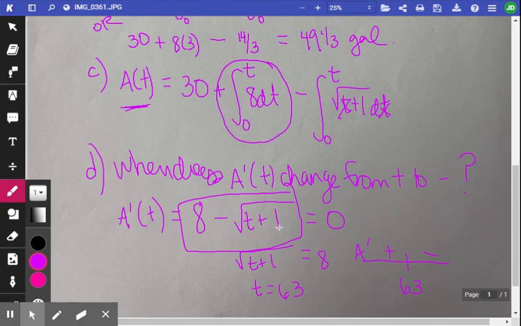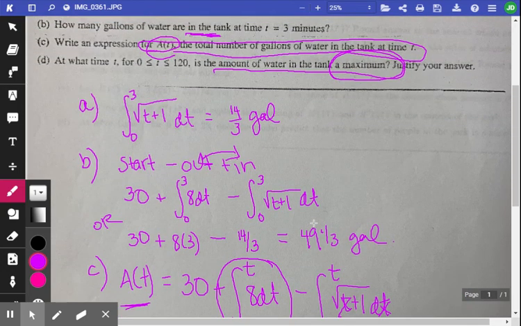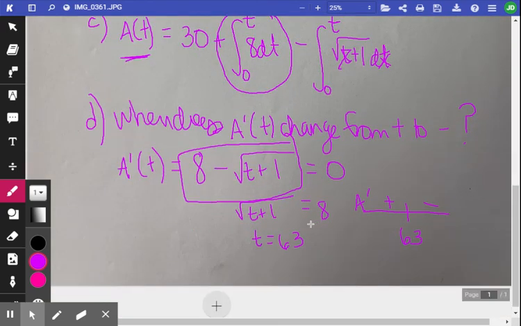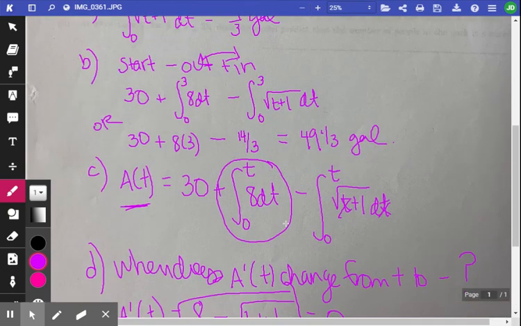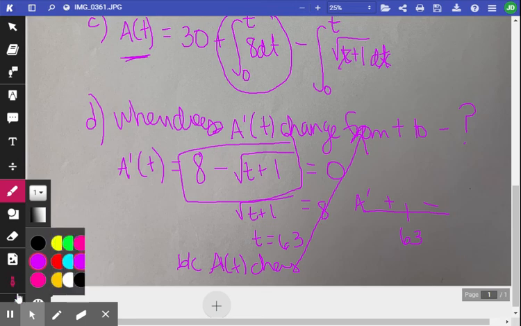So what did the question say? At what time is the amount of water a maximum? At time equals 63, and did it say justify? Yep. So because A prime of T changes from positive to negative, just like I set up here. Sweet. All right, I'm going to go on to the next one in the next video.